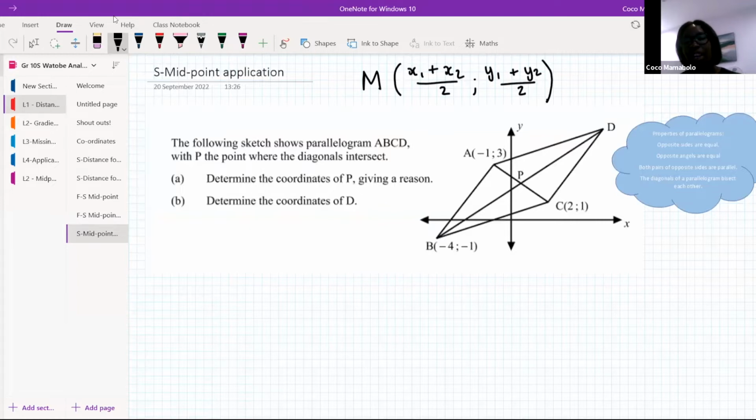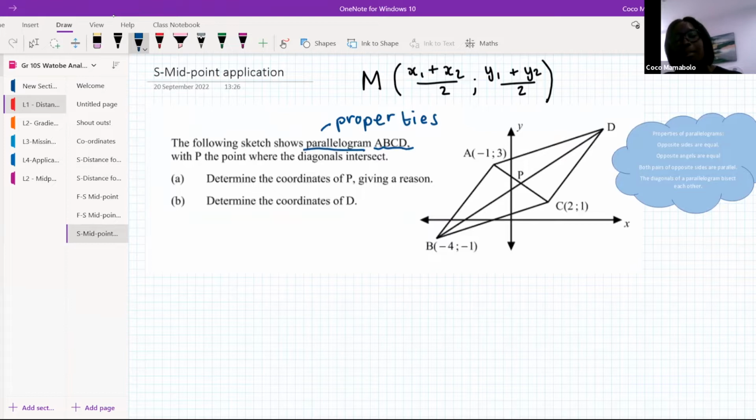Okay, I'll give you guys a bit of a hint. Every time we have a question like this, we always need to read the information they've given us. That's very important. So it says here, the following sketch shows parallelogram ABCD. And as soon as we see the word parallelogram, we need to start thinking of all the properties we know about a parallelogram.